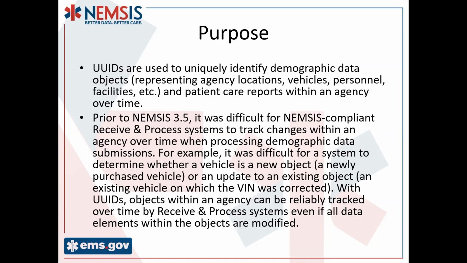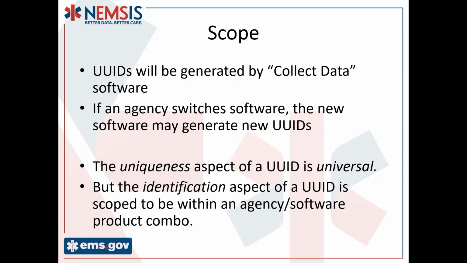So with UUIDs, objects within an agency can be reliably tracked over time by those receive and process systems, the state systems, even if everything in each of those objects is modified. So that was the original purpose of the business problem we're trying to solve with UUIDs. And so we scoped UUIDs this way in NEMSIS.